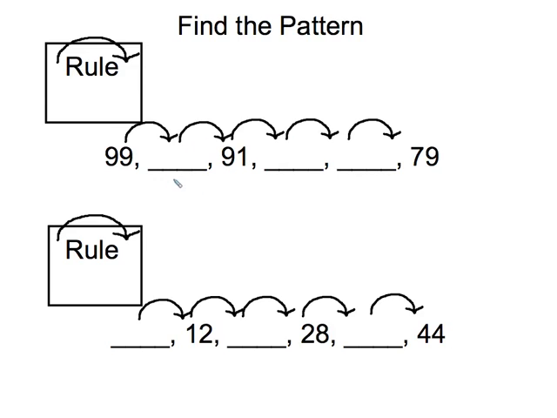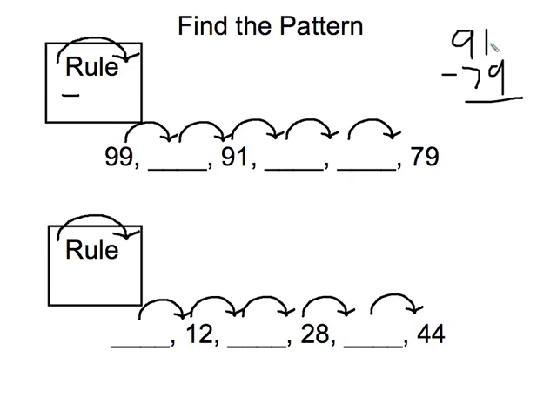So, first thing I need to do is figure out, am I adding or subtracting? Going from 99 to 79, I'm getting smaller, so I'm going to be subtracting. I need to pick two numbers to figure out how far apart they are. I could do from 99 to 91, or I could do 91 to 79. I'm going to make it a little challenging, so I'm going to figure out how far 91 is to 79. That means I need to subtract 91 minus 79.